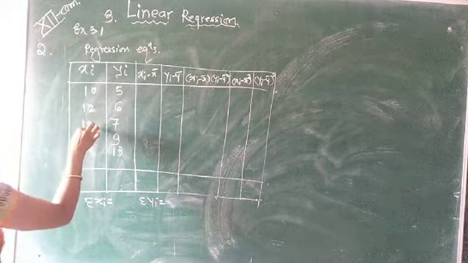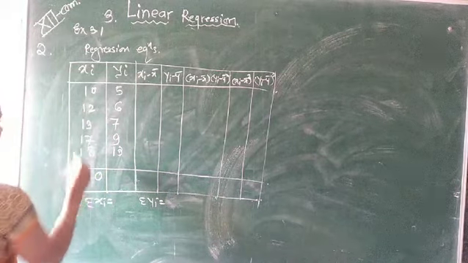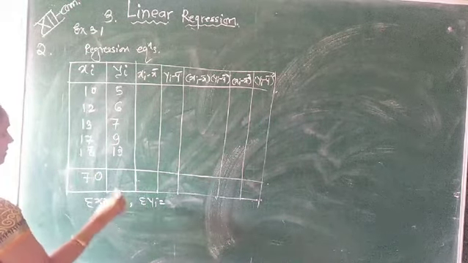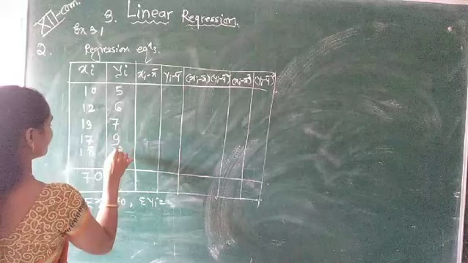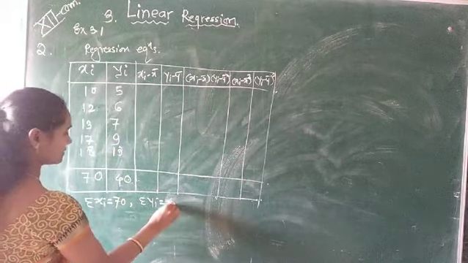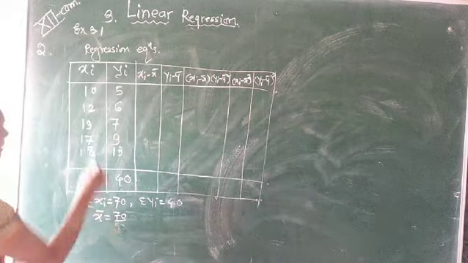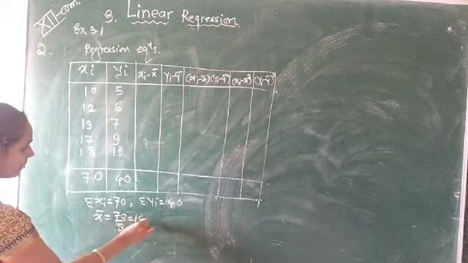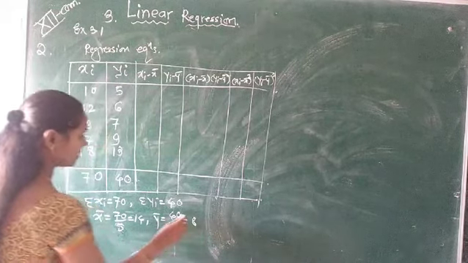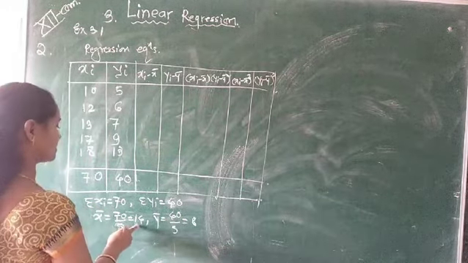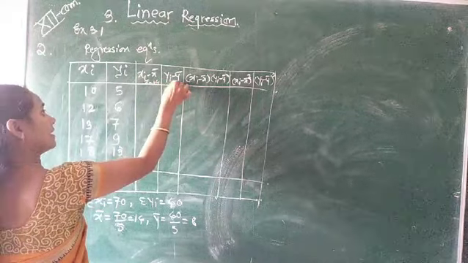So take the summation: 2 plus 3 is 5, 5 plus 7 is 12, 12 plus 8 is 20. Summation xi is 70. Then for y: 5 plus 6 is 11, 11 plus 7 is 18, 18 plus 9 is 27, plus 13 is 40. Summation yi is 40. So finding the mean, that is 70 upon n. Total observations are 5, hence x bar is 14, and y bar is equal to 40 divided by 5, which is equal to 8. Hence the mean of x bar is 14 and the mean of y bar is 8.